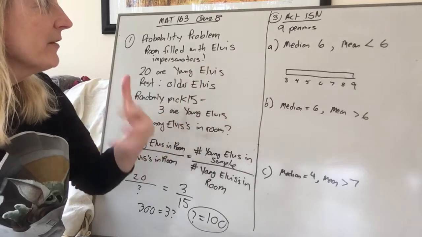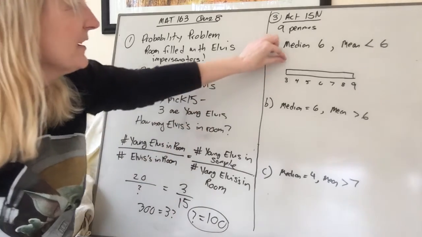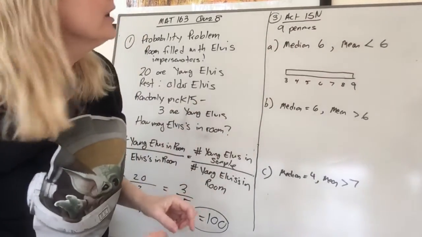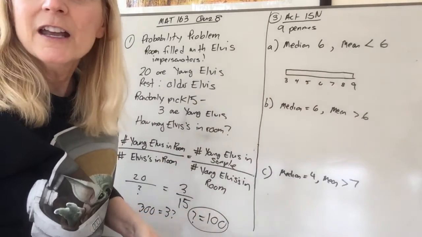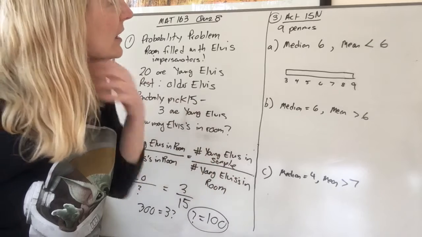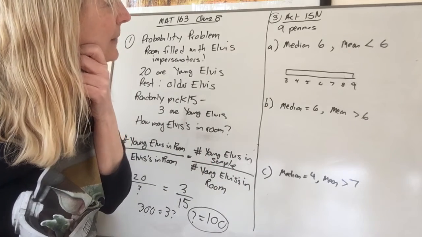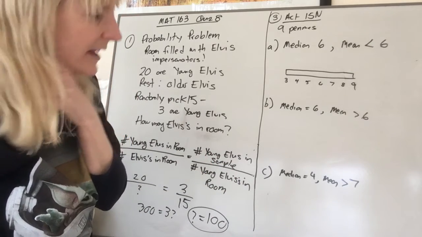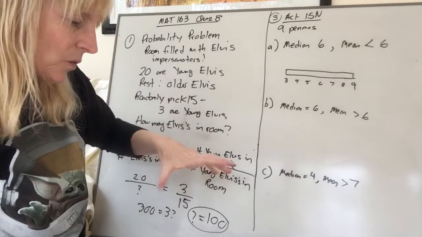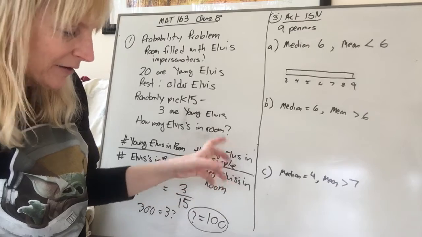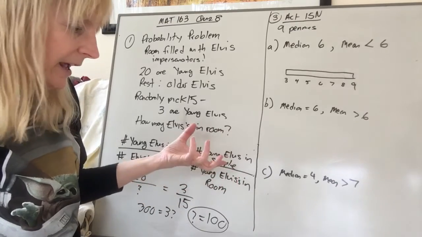So they're talking about you have 9 pennies, and you're going to put these pennies above numbers in a number line. So basically you're going to have a list of 9 numbers, and you want to figure out, can you have a median of 6 with a mean less than 6? So median means it's the number in the middle. So what you got to do with these ones, you guys, is just kind of fool around with the numbers. And that's what I did.